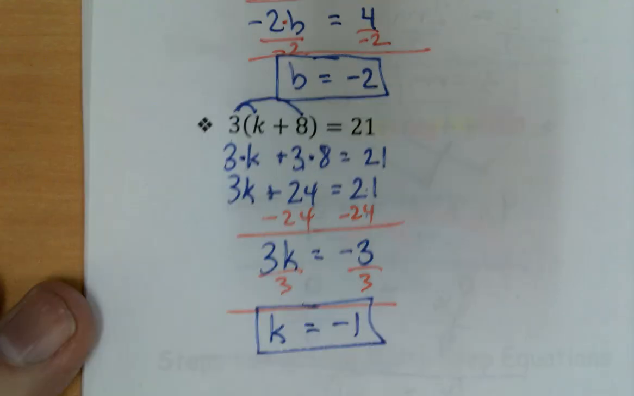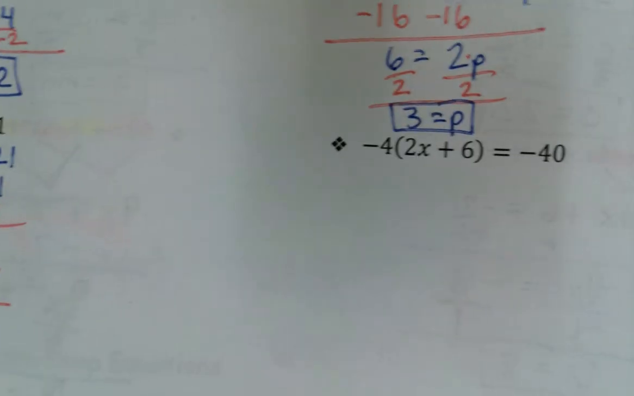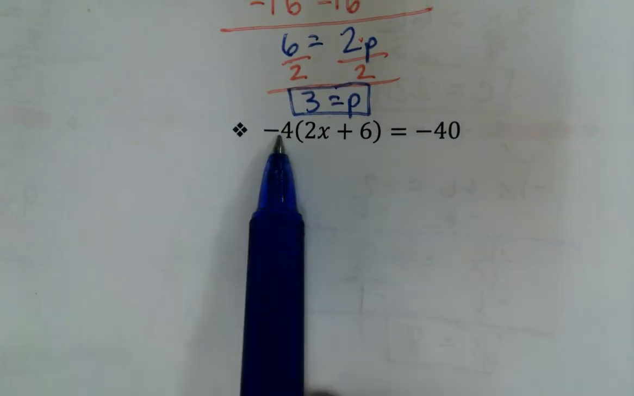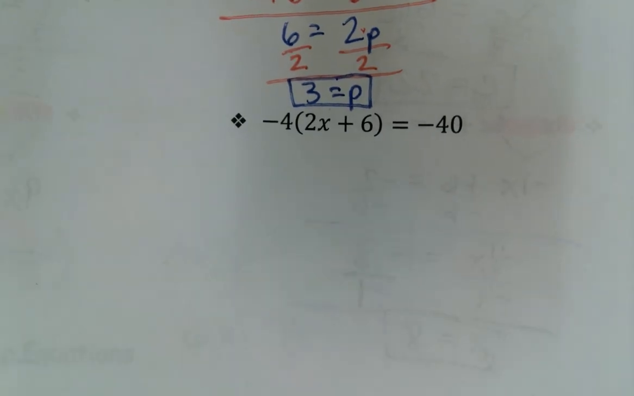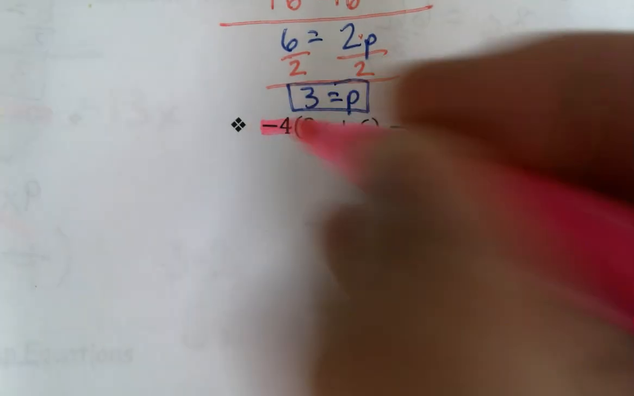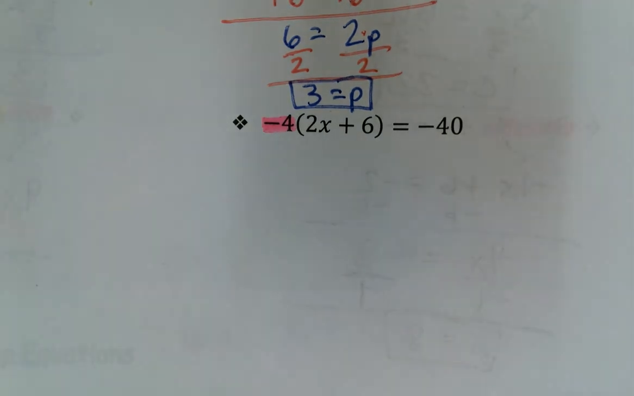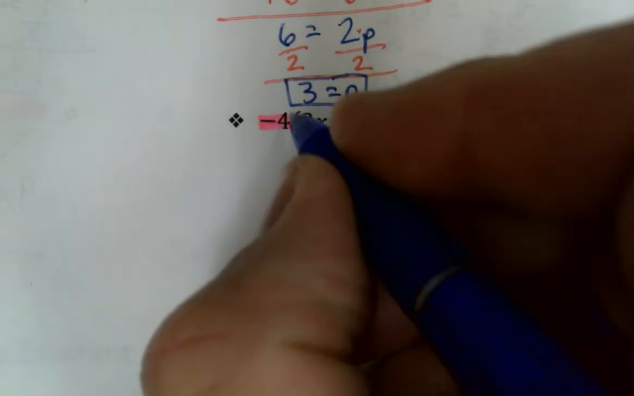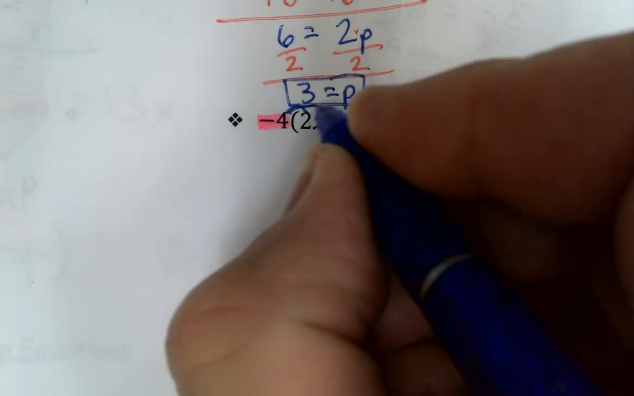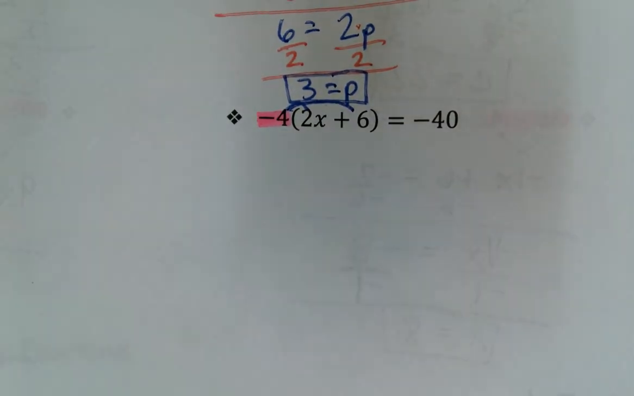Okay, one last example here. This one's again with this -4. We have to be a little bit careful with that. By the way, highlighters might help some of you guys to pay attention to those signs if you highlight that number. Sometimes that helps. So I'm going to take this -4 and I'm going to distribute it to the 2k, and I'm also going to distribute it to the 6.